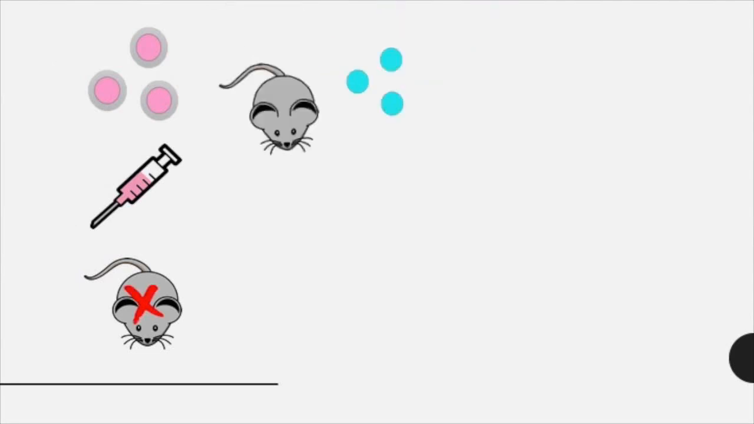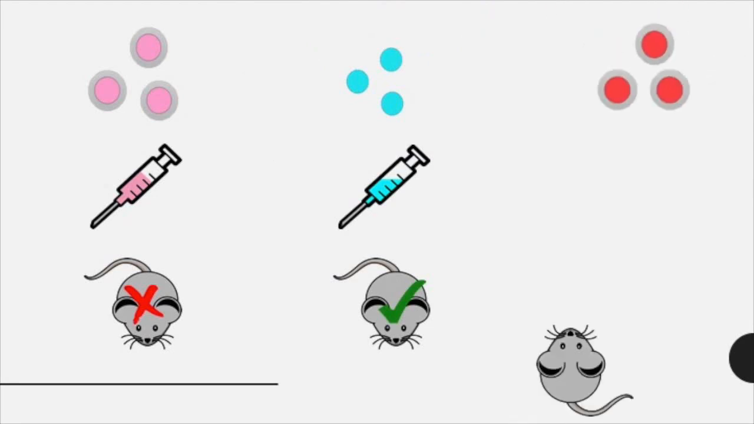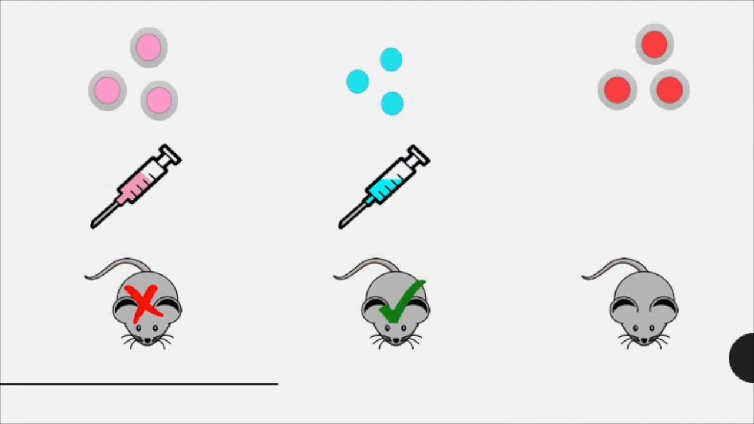In the second experiment, he injected the live R2 strain into the mice and the mice survived. This is because the live R2 strain was non-capsulated and it was non-pathogenic. In the third experiment, he injected the heat-killed S3 strain into the mice and the mice survived.